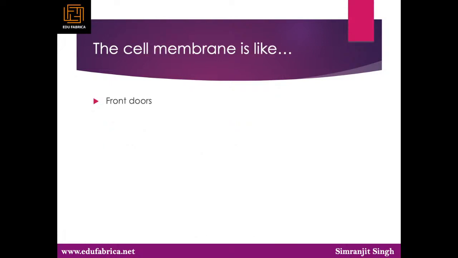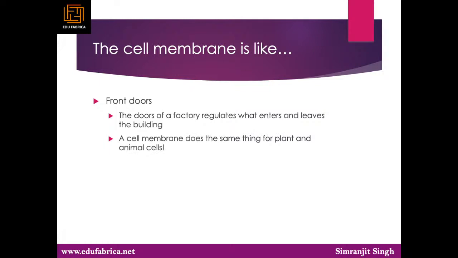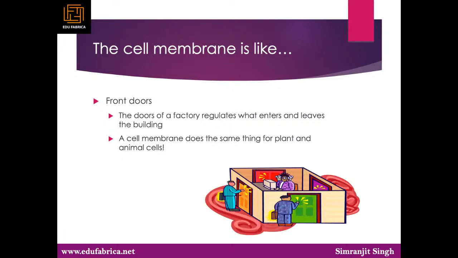Then comes the cell membrane. This is the front doors of a factory. Once we have these big doors, then comes your front doors, which regulate who enters the building, which staff should come and who should not. It's the same thing for plants and animals. In both it is present, but the cell wall is mainly present in plants, not in animal cells. So like this, someone is knocking on the door to enter the factory.